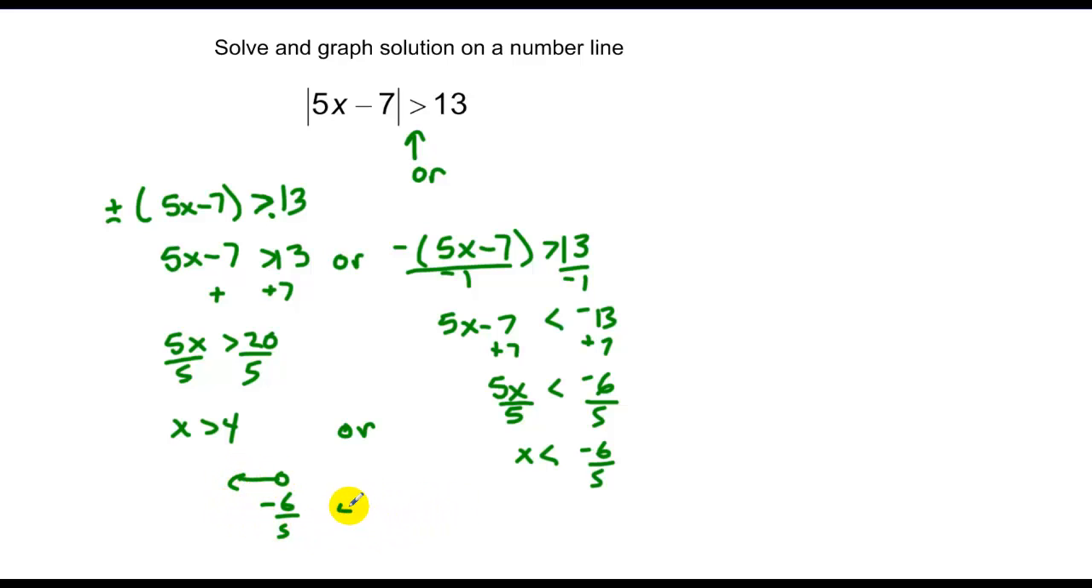Less than 4, open circle. Greater. It's an or problem. Stating in interval notation, I go from negative infinity to negative 6/5. Not included on the 6/5, so parentheses. Negative infinity can't be included because it's undefined. In union, because it's an or, going from 4 to infinity, both not included, so parentheses.